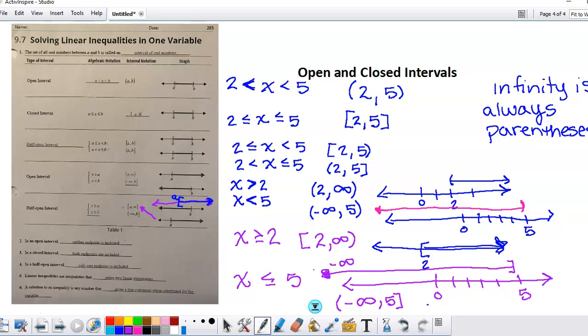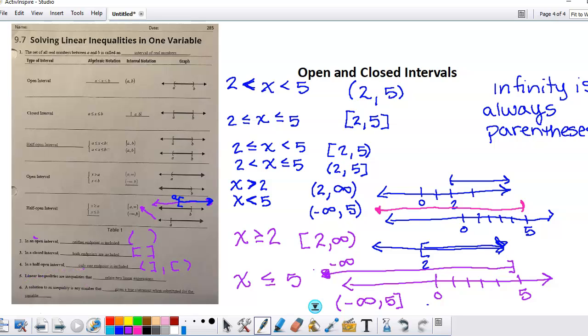I will include this handout, but down here you see the answers to these end up there. So the set of all real numbers between A and B is called an interval of real numbers. In an open interval, neither endpoint is included. In a closed interval, both endpoints are included. So open is parentheses, closed is brackets. In a half open, only one point is included. So it could be a parenthesis and a bracket, or a bracket and a parenthesis.